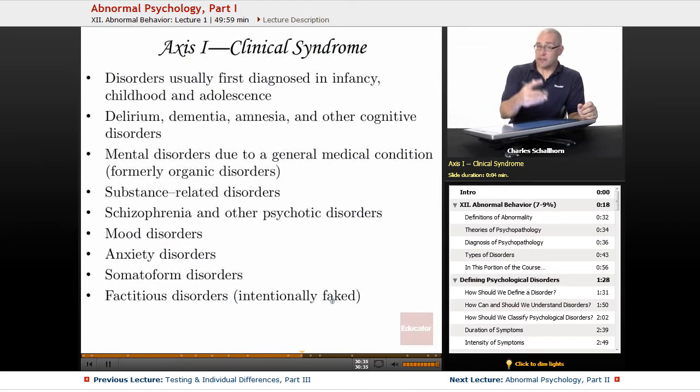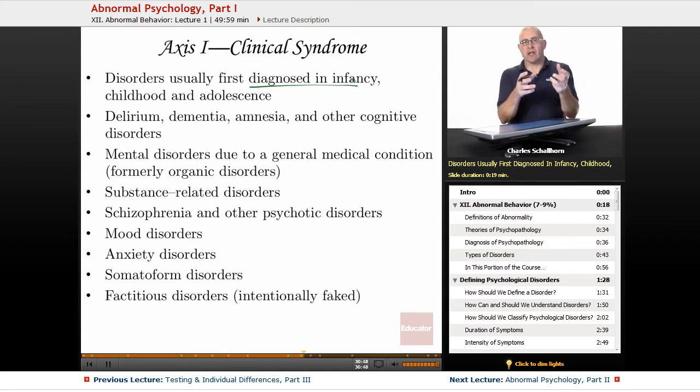So in Axis 1, the axis that we need to be familiar with, what clinical syndrome do we have? And so first we have childhood disorders, and you can actually take a course on infant and child and adolescent psychopathology. So, mental illnesses in children and adolescents.